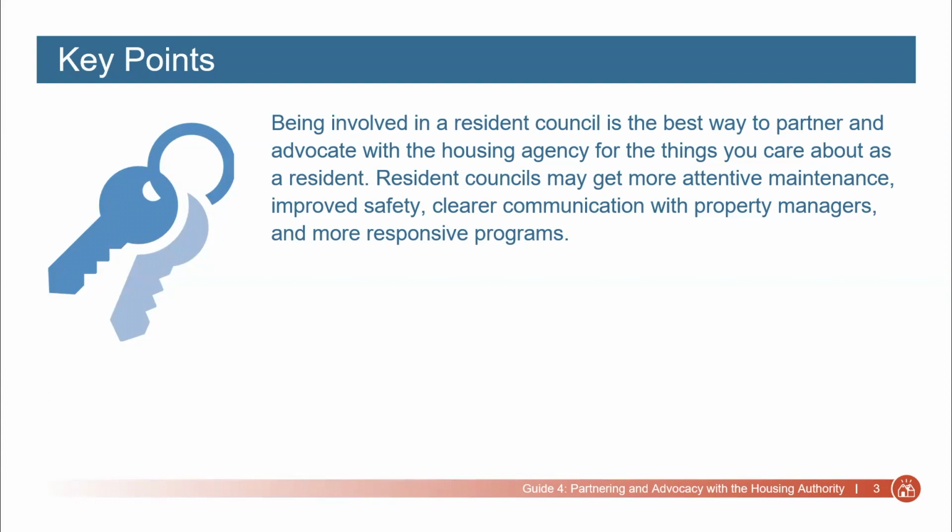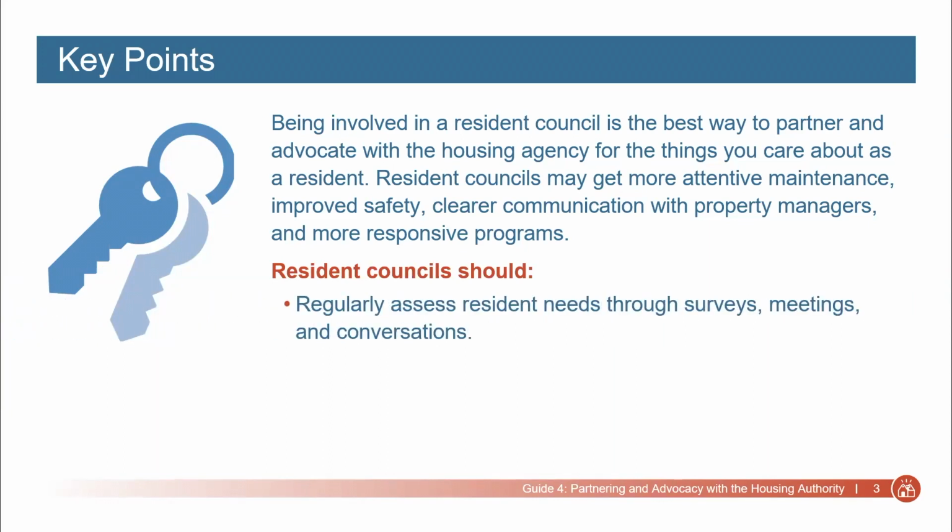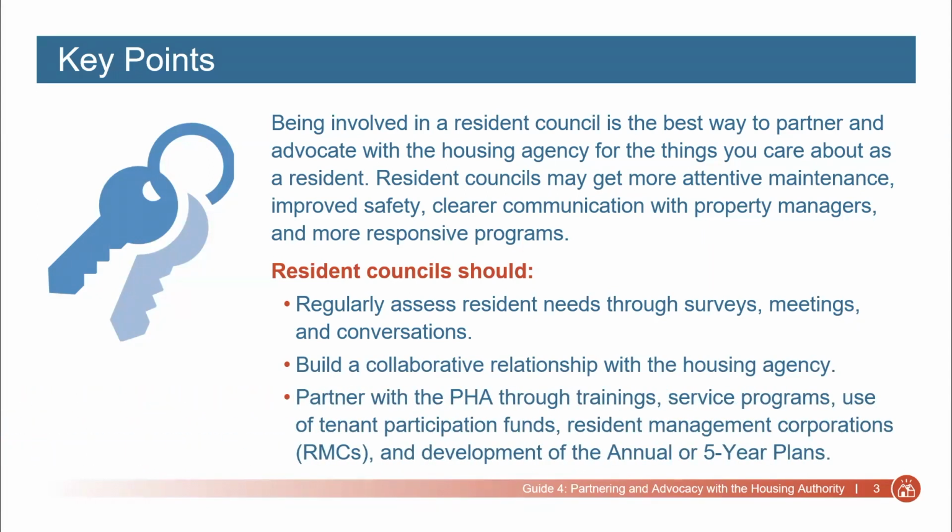Sometimes the resident council may wish to engage in advocacy with the housing agency to try to change or enact policies the residents favor. Resident councils should regularly assess resident needs through surveys, meetings, and one on one conversations. Build a collaborative relationship with the housing agency by meeting regularly, discussing issues, debating ideas, problem solving, and making decisions together. Partner with the PHA through trainings, service programs, the use of tenant participation funds, resident management corporations called RMCs, and the development of the housing agency annual or 5-year plans.